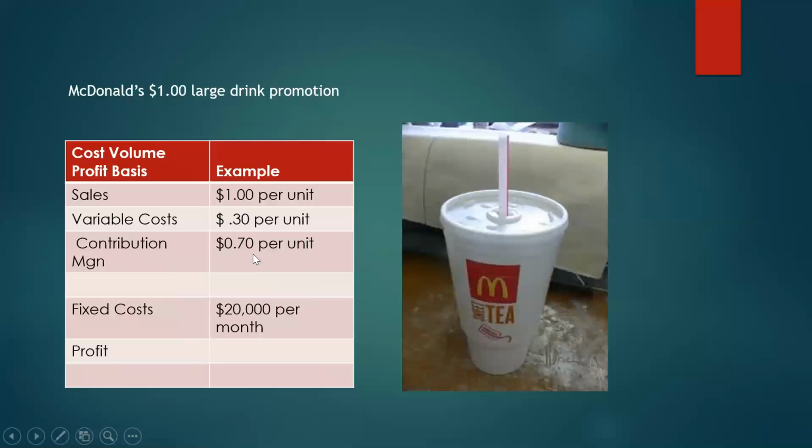So the contribution margin is 70 cents per unit. Every time a car drives through the drive-through and gets one drink, each drink carries with it 70 cents of contribution margin. 70 cents will contribute to covering fixed costs until the fixed costs are covered. And then when fixed costs have been covered, contribution margin will fall straight to the profit line. In this example, we also have fixed costs of $20,000 a month.